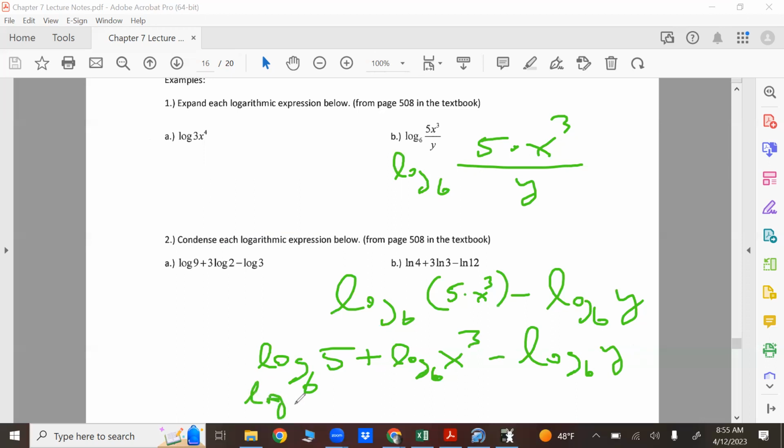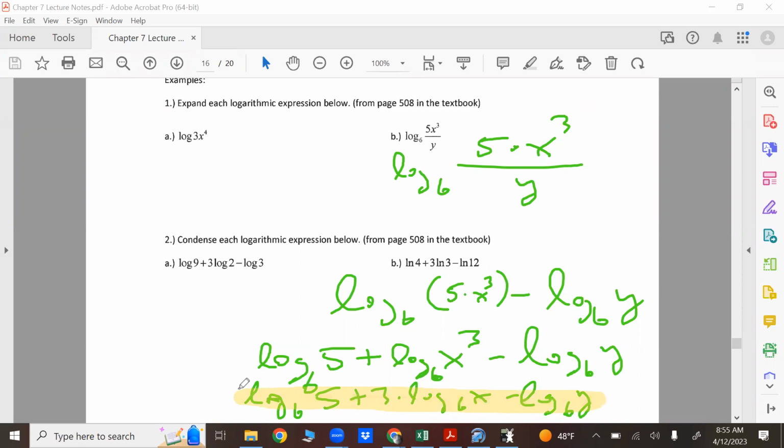Because that's what we saw when we had log 3, which was 0.477, and I multiplied it by 2 and got 0.954, right? And there we go. That's fully expanded. So that's the final answer: log base 6 of 5 plus 3 log base 6 of x minus log base 6 of y.